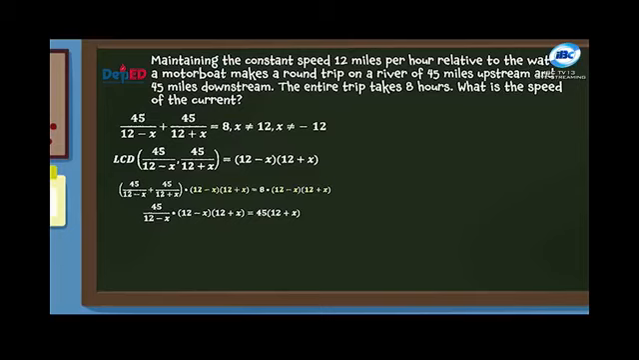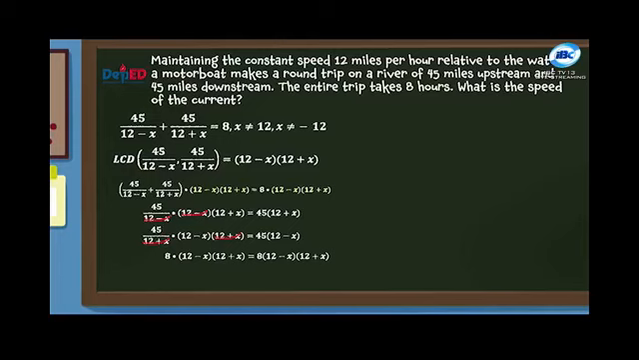By cross cancellation, 45 over 12 minus x times the LCD expressed as the product of the binomials 12 minus x and 12 plus x is equal to 45 times the binomial 12 plus x. And 45 over 12 plus x times the LCD expressed as the product of 12 minus x and 12 plus x is equal to 45 times the binomial 12 minus x. While 8 times the LCD can just be expressed as 8 multiplied by the binomials 12 minus x and 12 plus x.